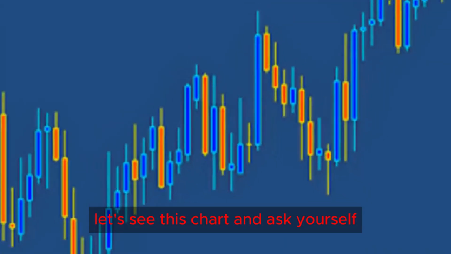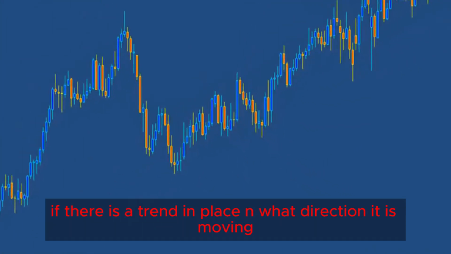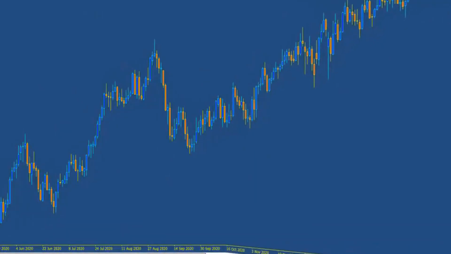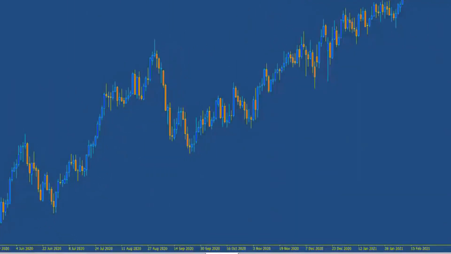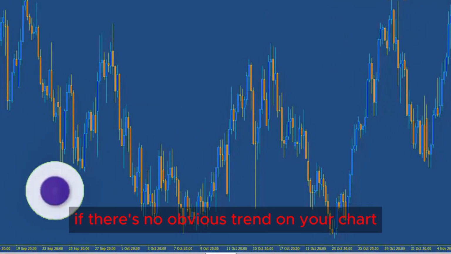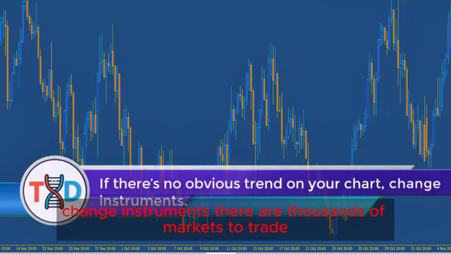Let's see this chart and ask yourself if there is a trend in place and what direction it is moving. Pretty obvious, right? Now, what about this one? Although you have to lean in closely, squint a little, and scratch your head, it's likely that there's no trend there. If there's no obvious trend on your chart, change instruments.